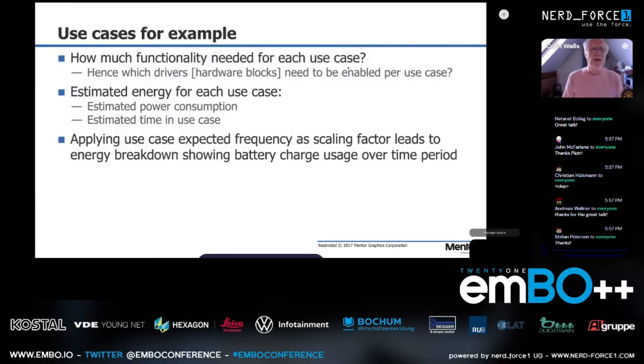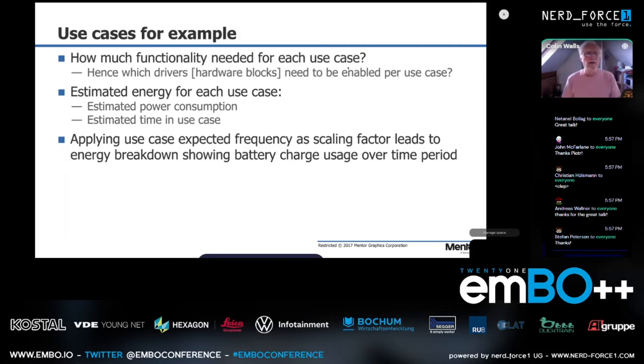Now, what we need to then analyze is how much functionality is needed for each use case, which drivers, in other words, which hardware blocks need to be enabled. We then look at estimating the energy for each use case by looking at the power consumption of that part of the hardware. And that can be available quite early in the design because simulation tools will give estimates for power consumption. So even if the hardware design is still in a state of flux, we will still have some estimates of power consumption. We then need to estimate how much time we will spend in each use case.